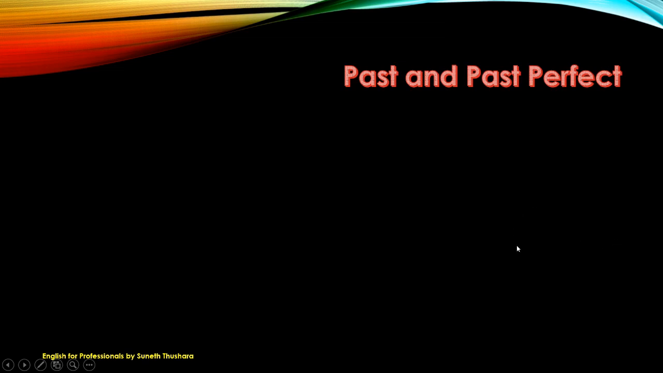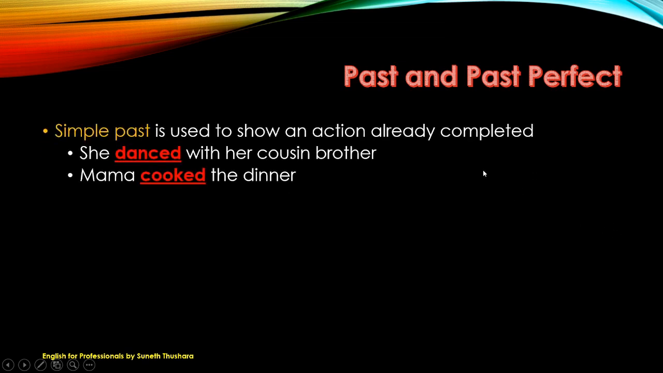So we'll first discuss past and past perfect. Simple past is used to show an action already completed. Take my word, already completed. It has nothing to do now. The action is completed. As an example, she danced with her cousin brother. She is not still dancing. She danced. Now, she might have gone home, he might have gone to the club or whatever. But anyway, they are no more dancing. She danced. It's finished.